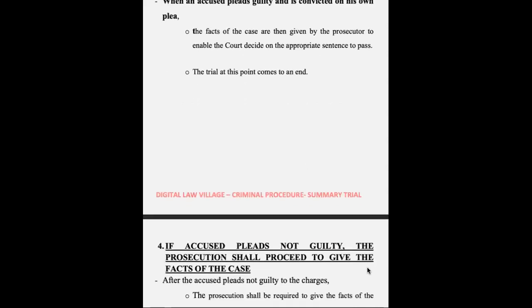That's why we say that it's the first mode of ending the trial, because you'll be convicted on your own plea. Once you plead guilty and you're convicted on your own plea, the prosecution will now have to give the facts of the case to enable the court to decide the appropriate sentence to pass against the accused person. So the prosecution tells the court that on this day, you did this, you stole, you used a plier, you opened the door, you stole an amount of money. When we hear the real facts of the case, then we shall decide the kind of sentence to impose on the accused person. So if the accused pleads guilty at this point, the trial comes to an end.